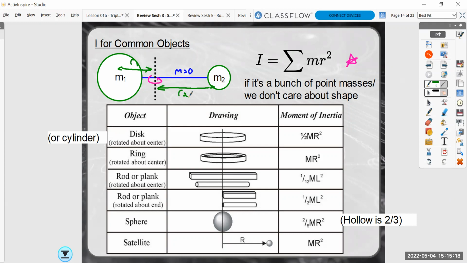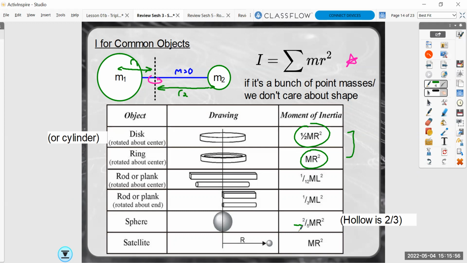What comes up more frequently are a variety of different objects like disks or rings or different things like that. You've got this half sheet, the 1/2 mr squared, mr squared, 1/12, 1/3, 2/5, and things like that. It's good to know this, but they will rarely require you to know it for the purposes of calculation. What they more want you to know is which things are bigger and which things are smaller. So knowing, for instance, that a ring has a higher moment of inertia than a disk is an important thing to know. 2/5 is less than 1/2.